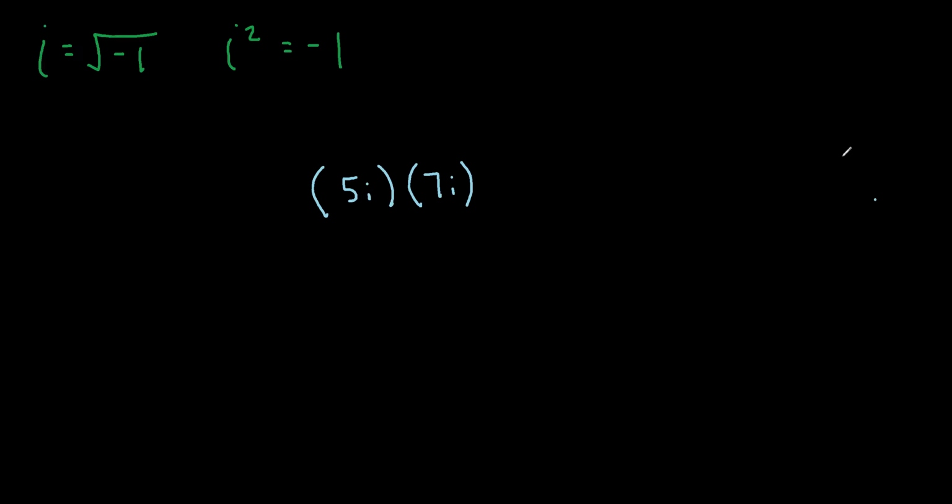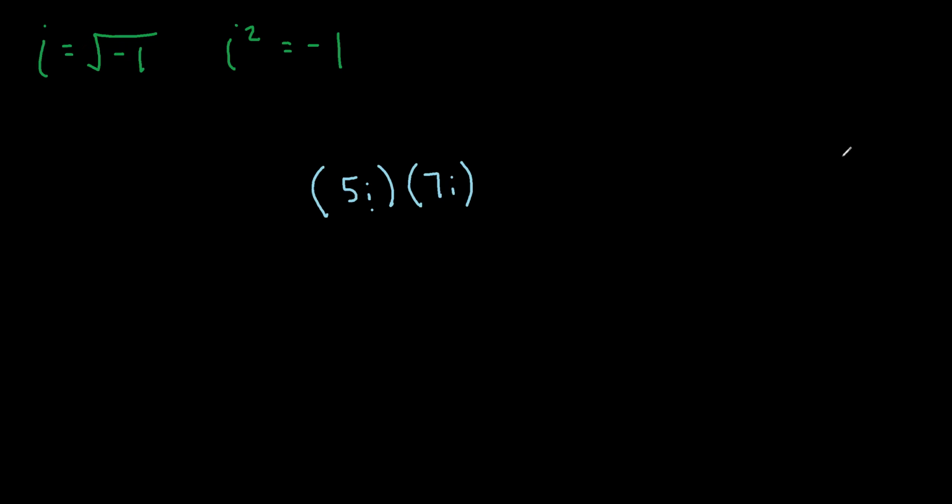In this video, we'll talk about how to multiply complex numbers. So let's say we have 5i times 7i. How can we multiply these two numbers together? Well, there are two facts that we need to remember. We need to know that i is equal to the square root of -1, and we need to know that i squared is equal to -1.